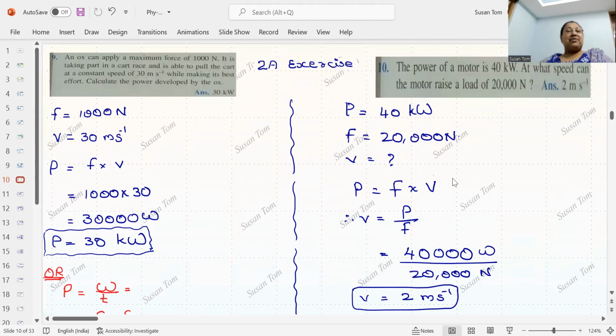Two smaller questions are solved here. An ox can apply a maximum force of 1000 Newton, force equal to 1000. It is taking part in a cart race and is able to pull the cart at a constant speed of 30 meters per second. It's a velocity, speed is given. Okay, now you have to find, while making its best effort, calculate the power developed by the ox.